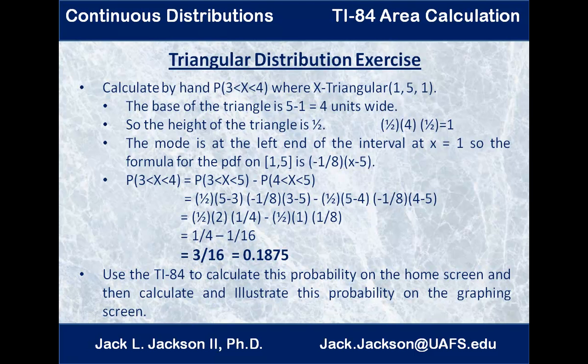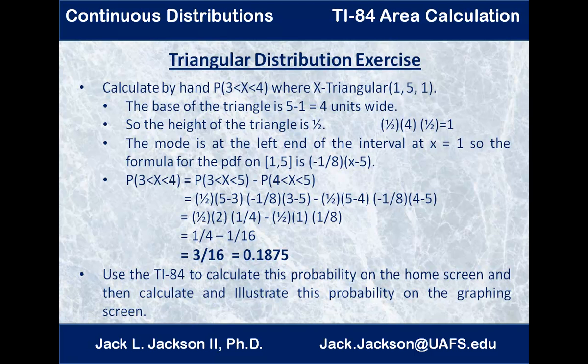The mode is at the far left end of the interval at x equals 1. So the formula of the PDF on that interval from 1 to 5 is simply the slope times x minus the x-intercept. This one starts at the high end on the left, and then it hits the axis on the right at 5. So the root or x-intercept is (5, 0). So you get x minus 5 there, and then you put the slope in the front.